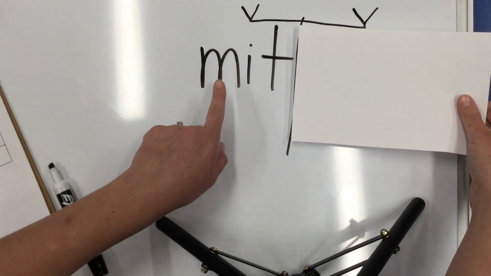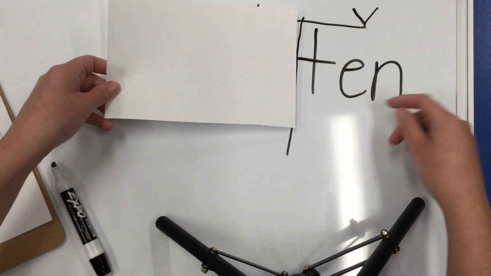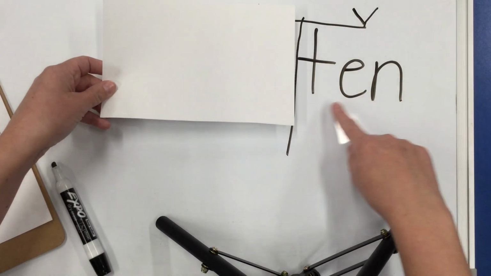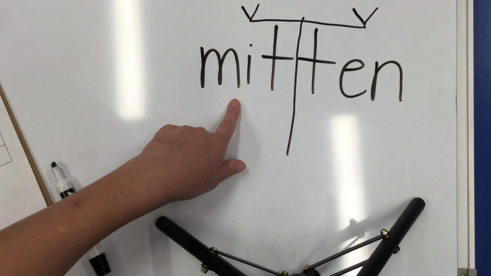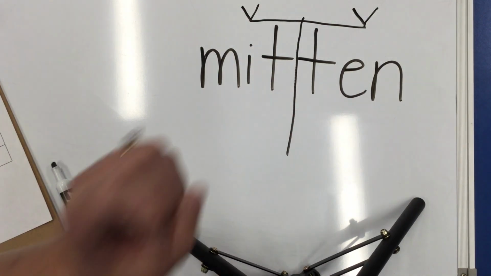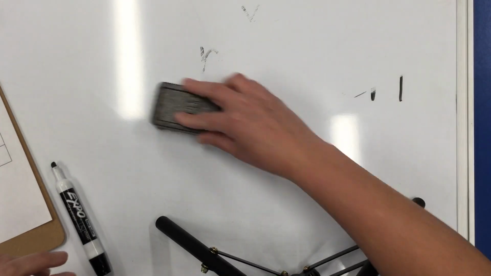Okay, so now let's practice reading these smaller word parts. This says mit. And this says ten. Okay, so now we're going to read the whole word. Mitten. Mitten. Okay, let's do some more.